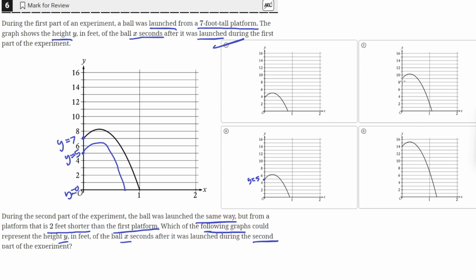C has the platform starting at y equals 9, so that's incorrect. And D has the platform at y equals 14. That's definitely not correct. So the only answer choice that had the platform at y equals 5 was answer choice B.